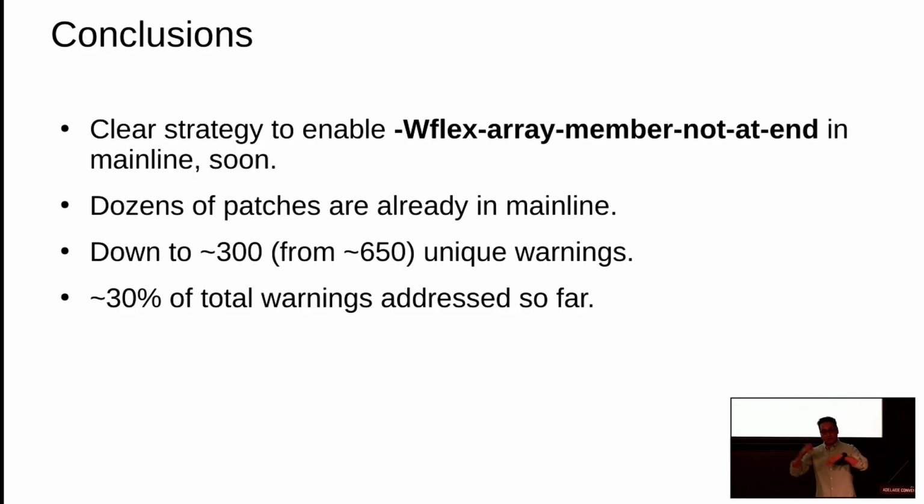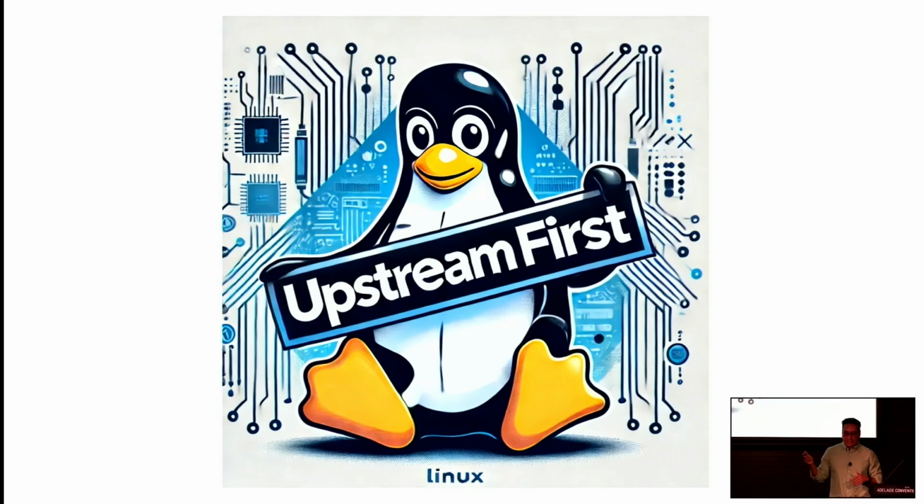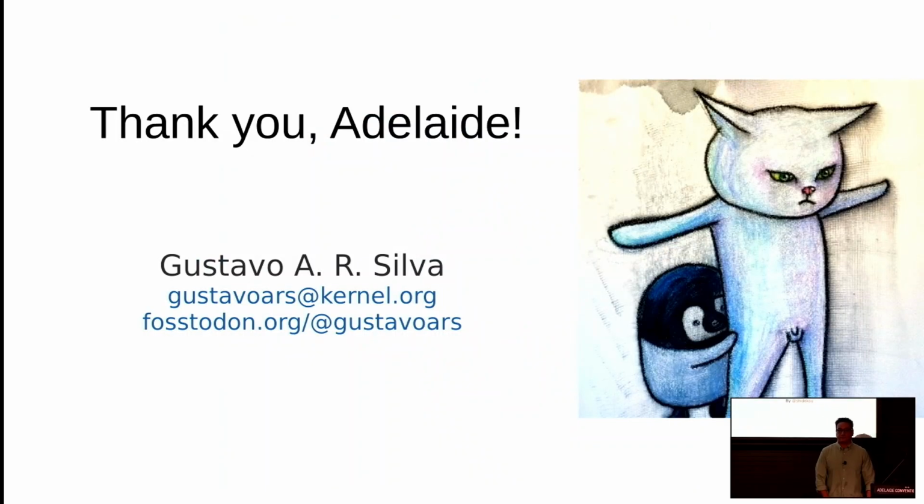I have sent dozens of patches. They are already in mainline. With this, I managed to go from 650 to a little bit more than 300 of these unique issues in the kernel. So I still have a little bit more than 300 to address. And basically 30%, like 20,000 of these warnings, have been fixed with these strategies. And again, please upstream first. And with that, thank you.